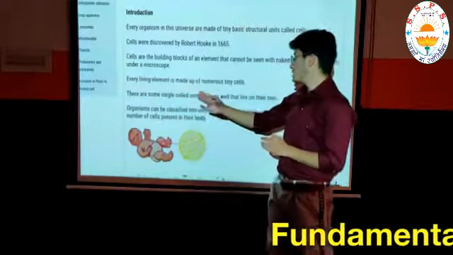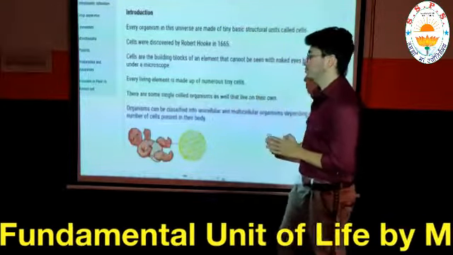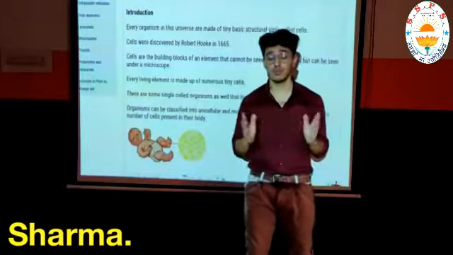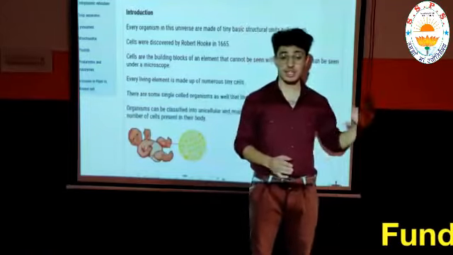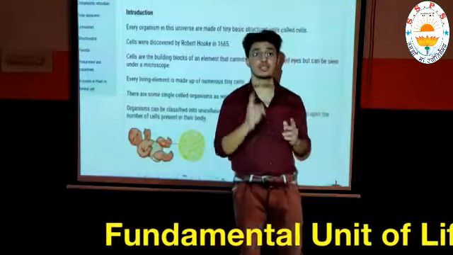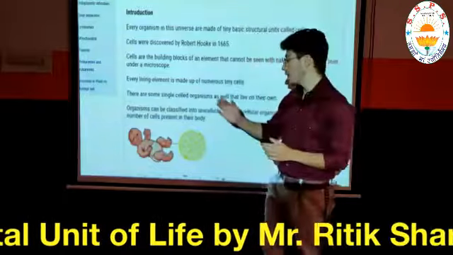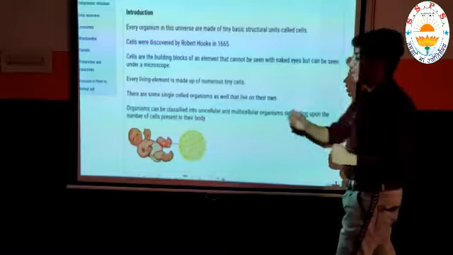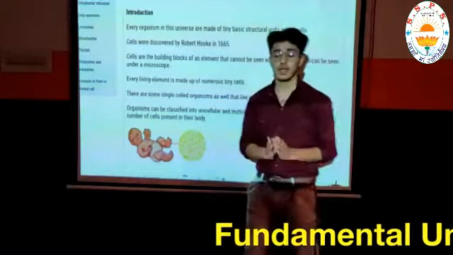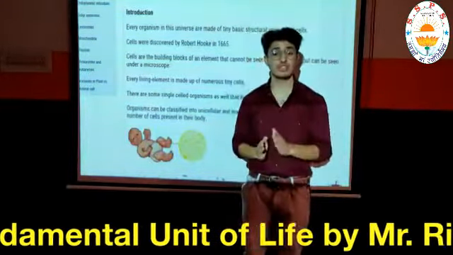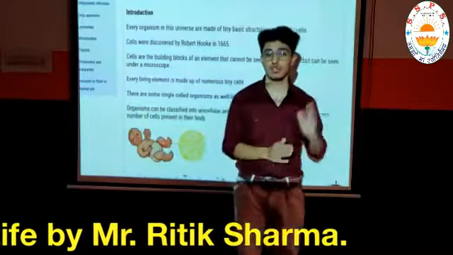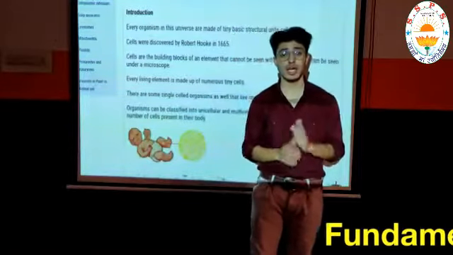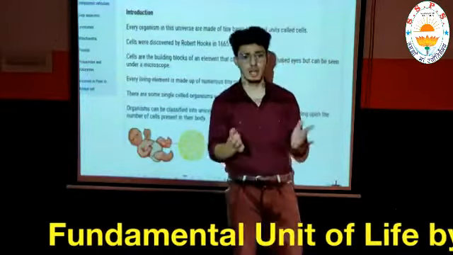There are some single-cell organisms as well that live on their own. So here's the twist. We just said that every living organism is made up of a number of tiny cells, but there are some single-cell organisms that have only one cell in their body. Organisms can be classified into unicellular and multicellular organisms depending upon the number of cells present in their body. Unicellular organisms have only a single cell in their body, and multicellular organisms have a number of cells in their body. Let's study about them.